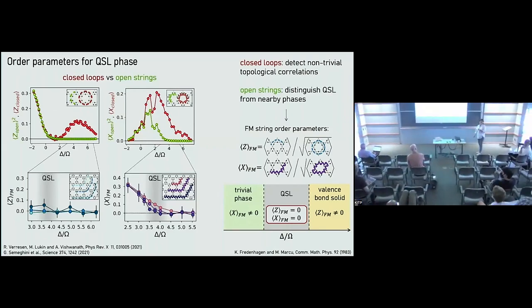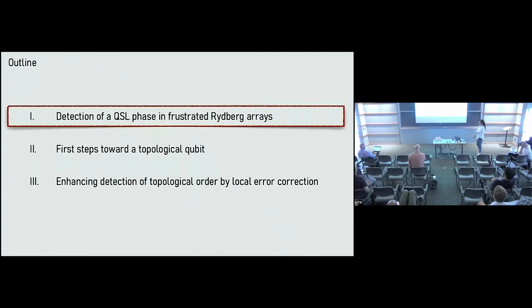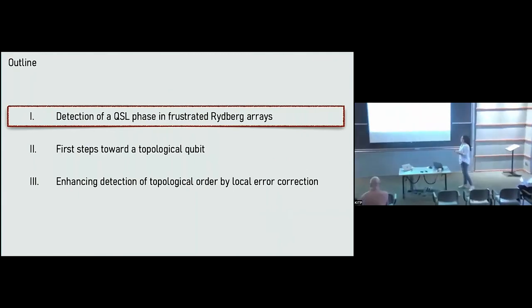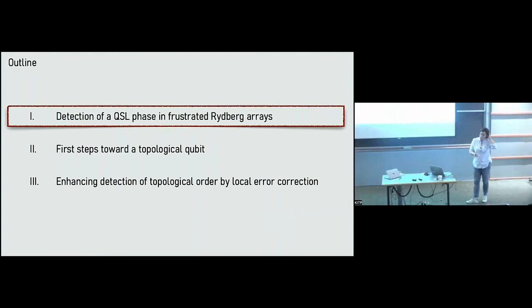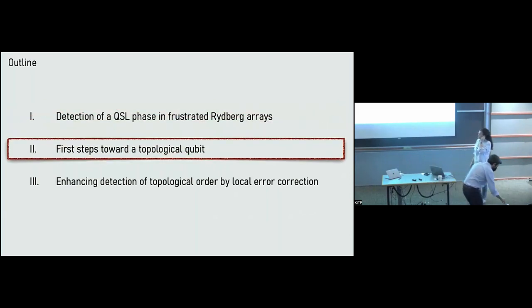Any other question for this part? Okay, let me go on. So quickly, I want to show you, of course, what you can do with this Z2 spin liquid is to use it to create a topological qubit. So I just want to show you the very first steps that we did in this direction.